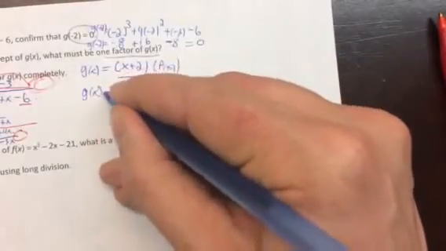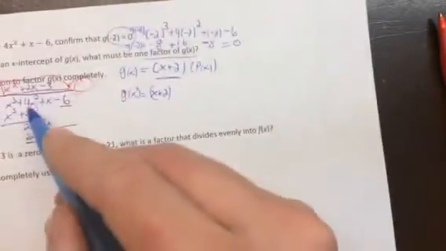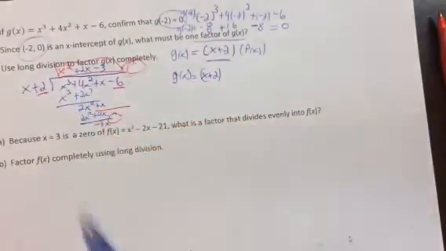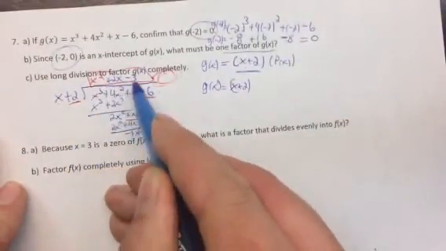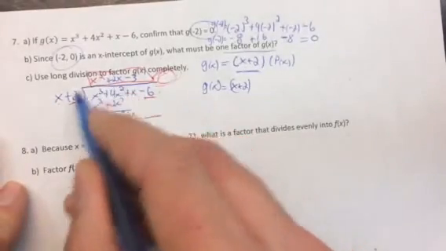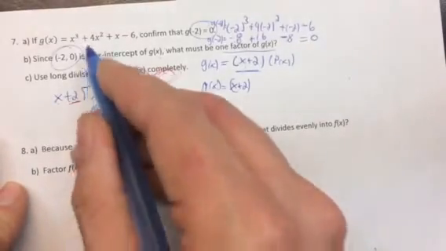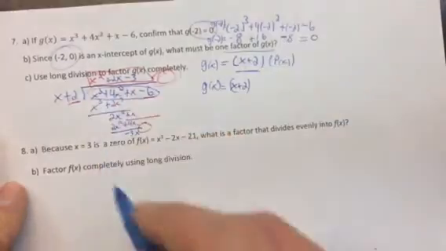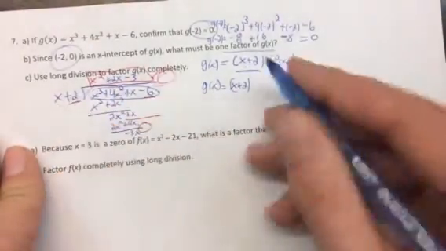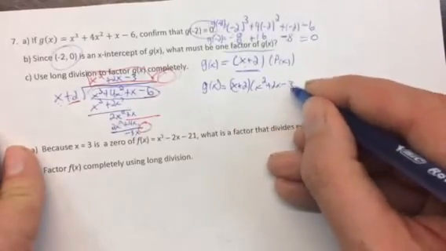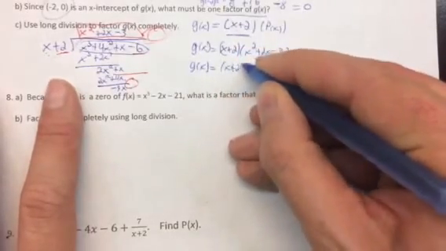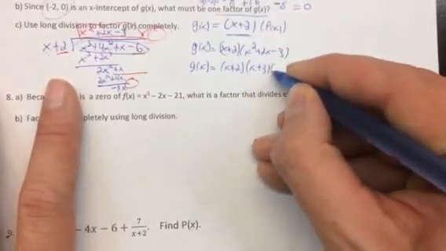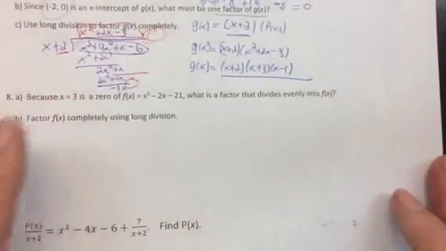So g of x is equal to x plus 2 times, oh man, I was off the page there. I hope you guys were able to see that. Because x plus 2 goes into this x squared plus 2x minus 3 times, and there's no remainder, that means this times this had to give you g of x. So g of x is equal to x plus 2 times x squared plus 2x minus 3. And this is not factored completely because we can factor this even more. This is x plus 3 times x minus 1, and this is the fully factored form of g of x.